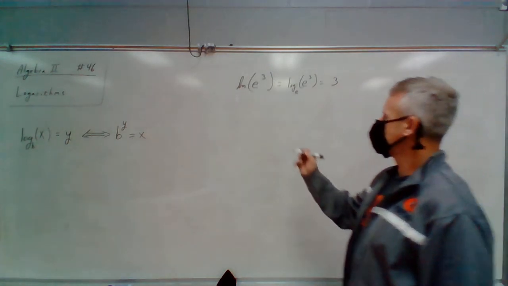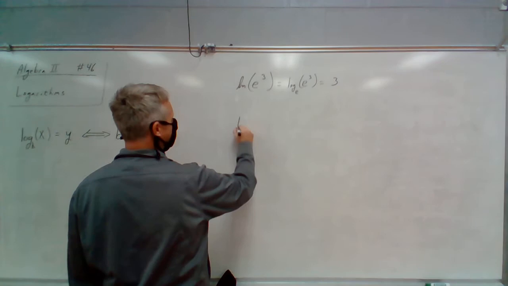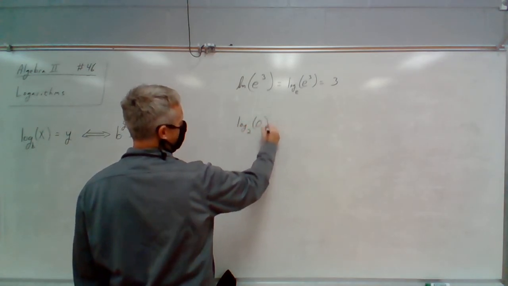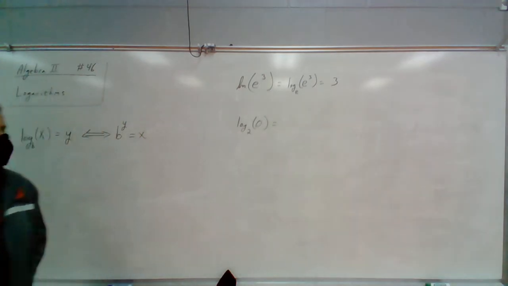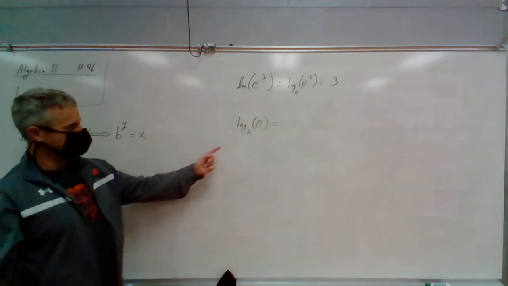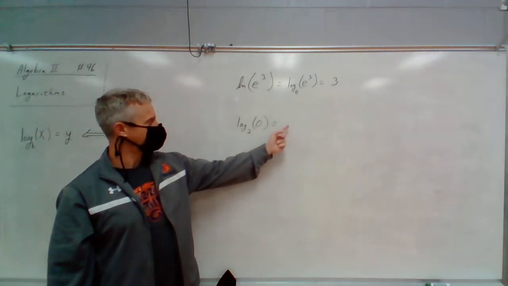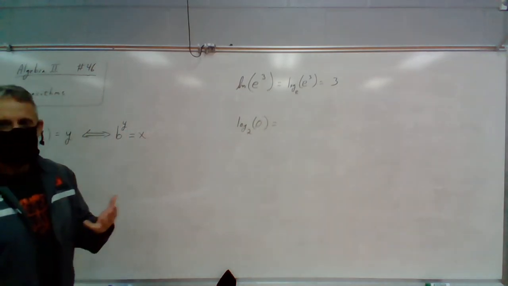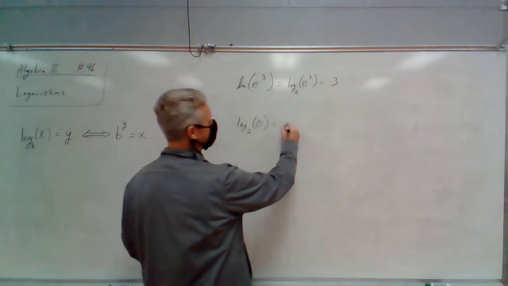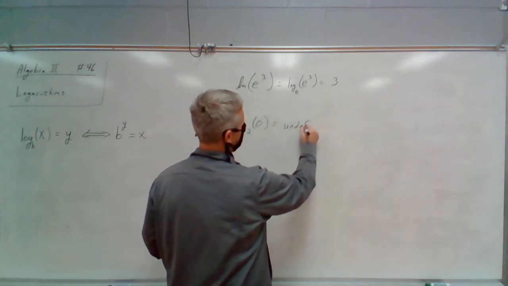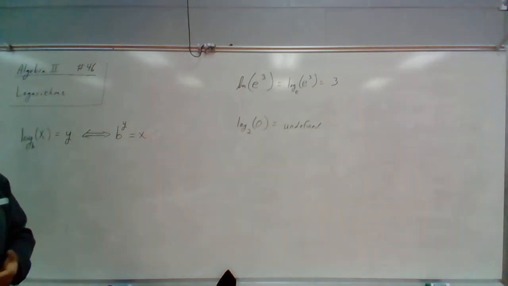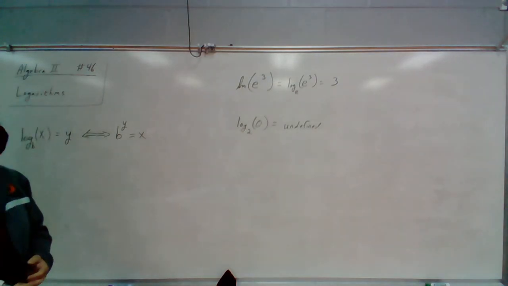All right, let's do this. What's log base 2 of 0? All right, so 2 raised to what number gives me 0? Well, you can't raise 2 to any number and get 0, so that is undefined. No matter how many times you multiply 2 by itself, there's no way to get 0, so that's undefined.